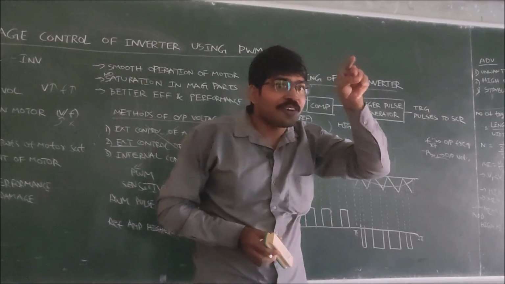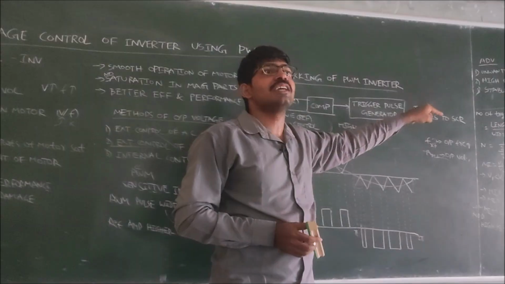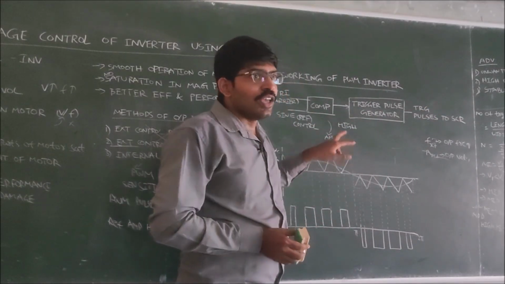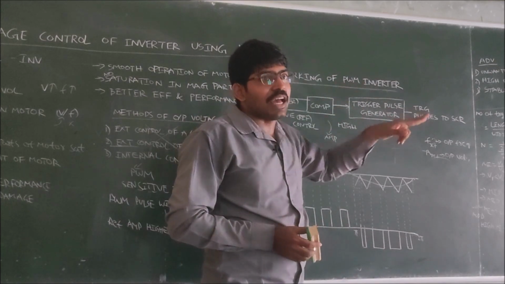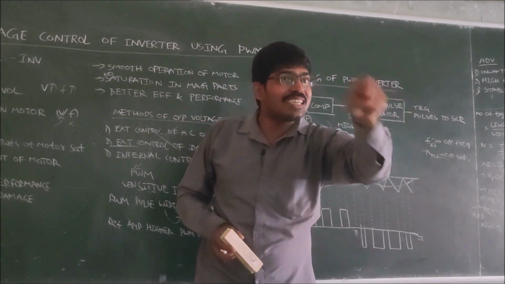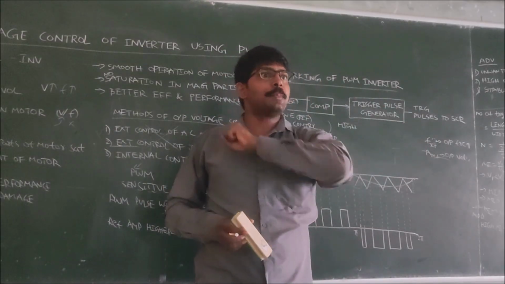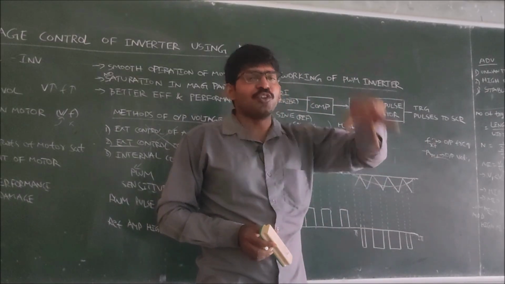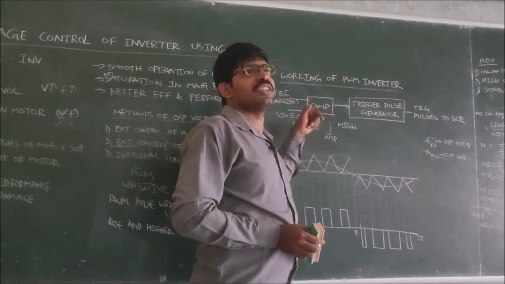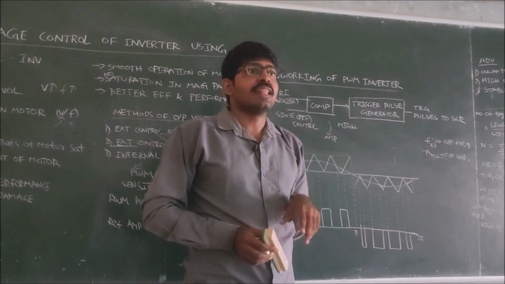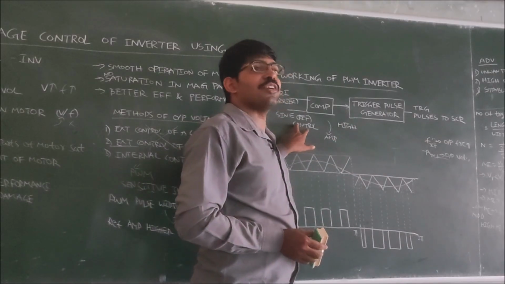Based on this reference signal, our output signal will vary. Inverter output signal: if we change the amplitude of the sinusoidal signal, the output of the inverter will vary. If we change the frequency of this reference wave, the output frequency will vary. That's why we are calling it a reference.